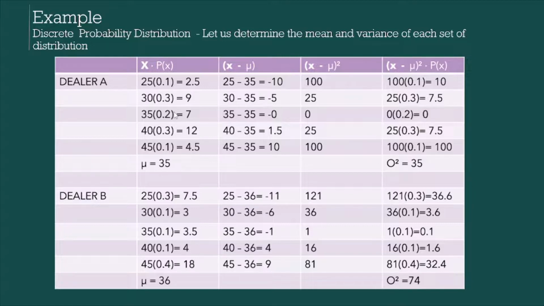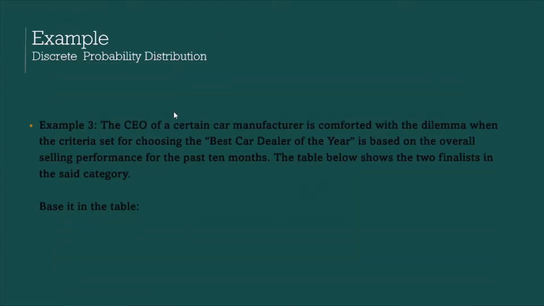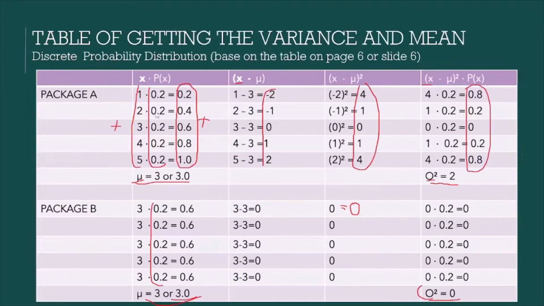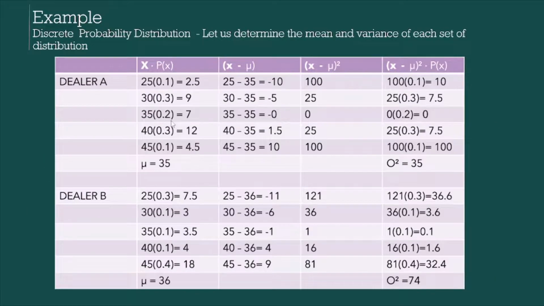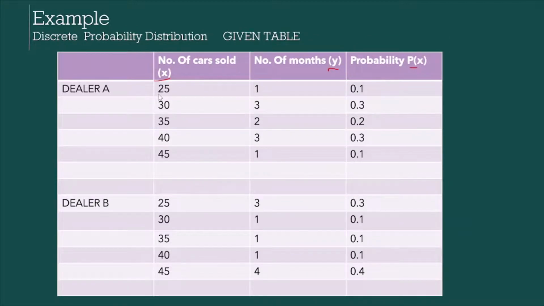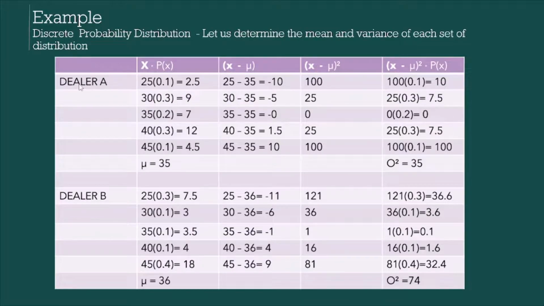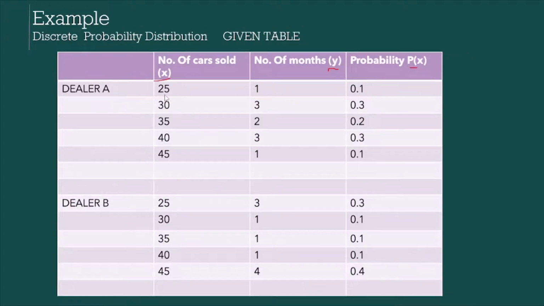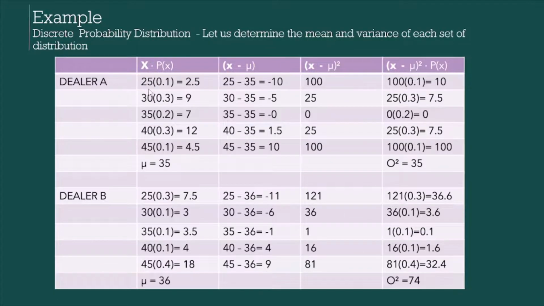We're going to do the same thing as before. I'll say it again so that you can understand: X times P(X). We're talking about dealer A, in the column dealer A. So 25 times 0.1 is equal to 2.5.